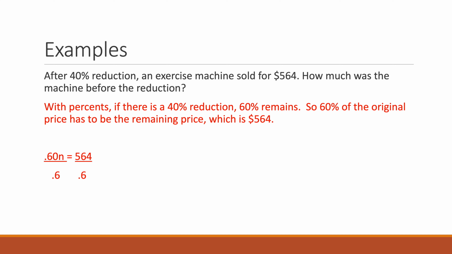You could also do percent over 100 equals is over of. If you were to do this using percent over 100 equals is over of, that is how we're going to do it in the next problem. So we'll just keep going with this one, and then in the next one we'll get going on is over of. So 0.60 times that original cost has to be 564. Divide both sides by 0.6, and you get $940. I'm going to stop now on this video, okay?